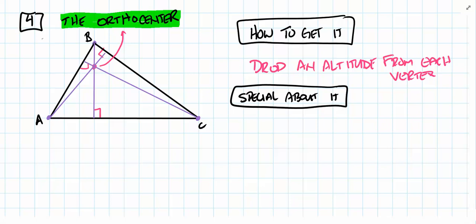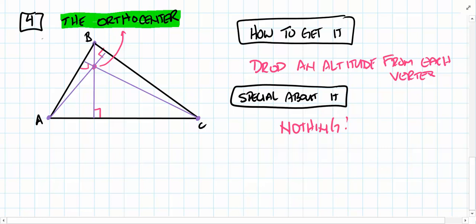Alright? What's special about it? Nothing. This is the only one. There's nothing really special about that point. It doesn't have any cool properties or anything like that. It just happens to be what we call the orthocenter. It is the point at which all three altitudes meet. Okay, this one's called the centroid.